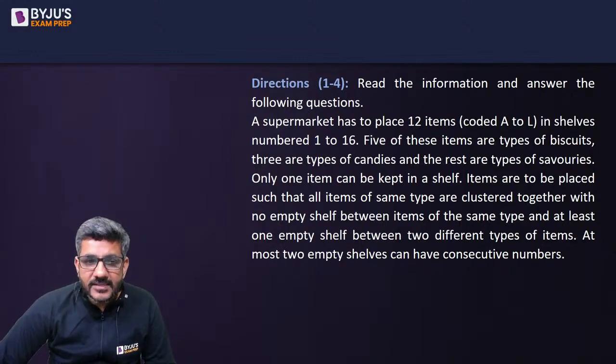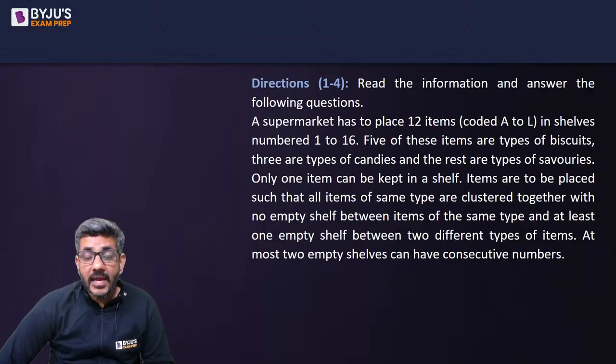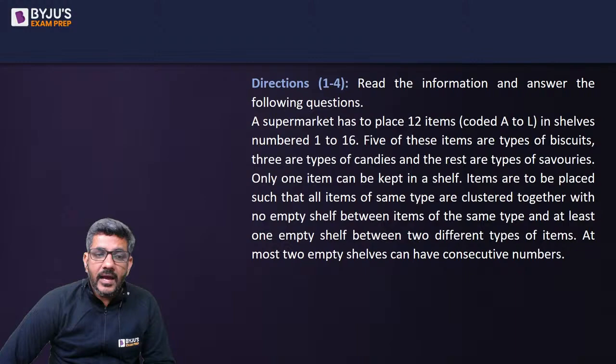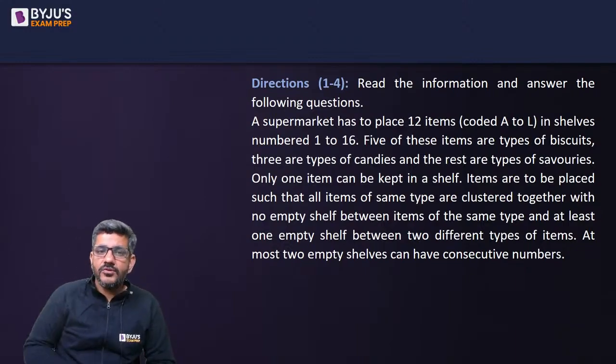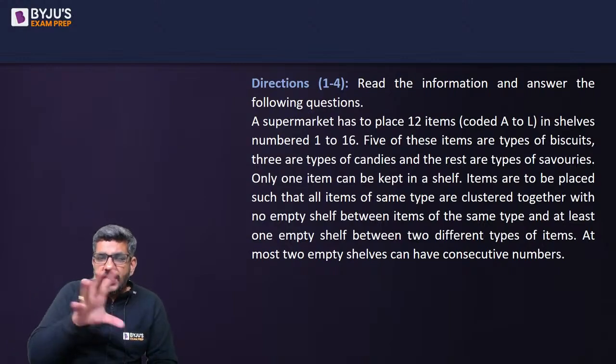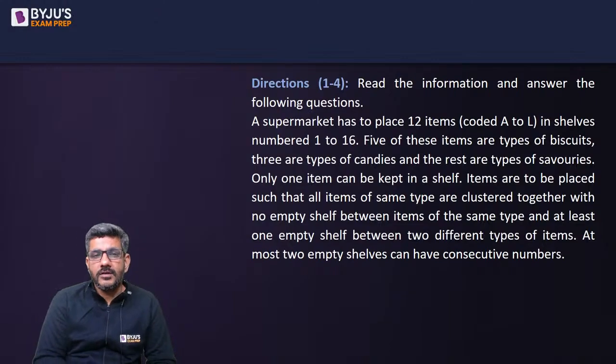Items are to be placed such that all items of same type are clustered together with no empty shelf between items of the same type, and at least one empty shelf between two different types of items. At most, two empty shelves can have consecutive numbers. So let's try to make a picture first of all out of all of this.